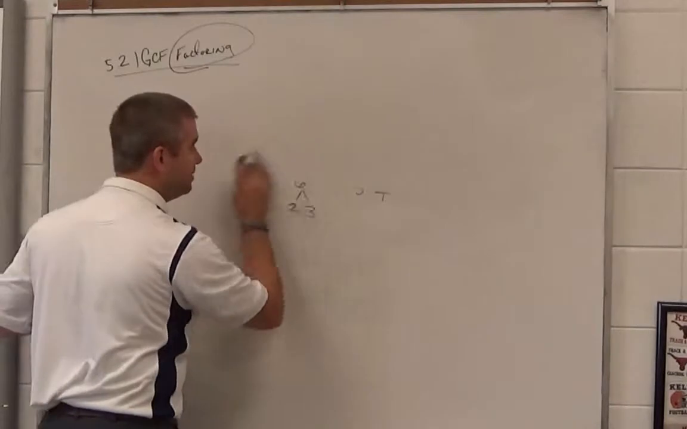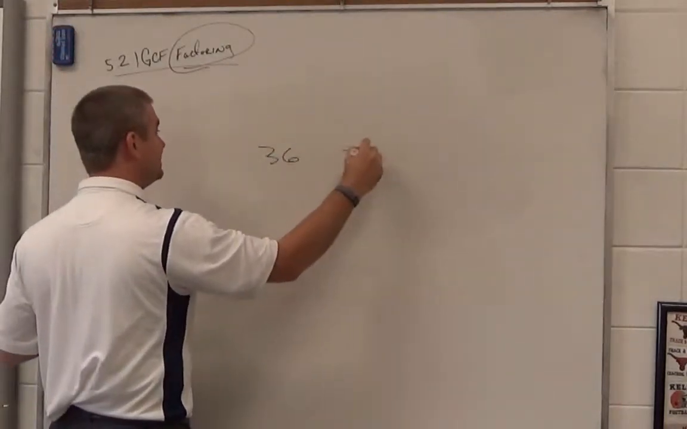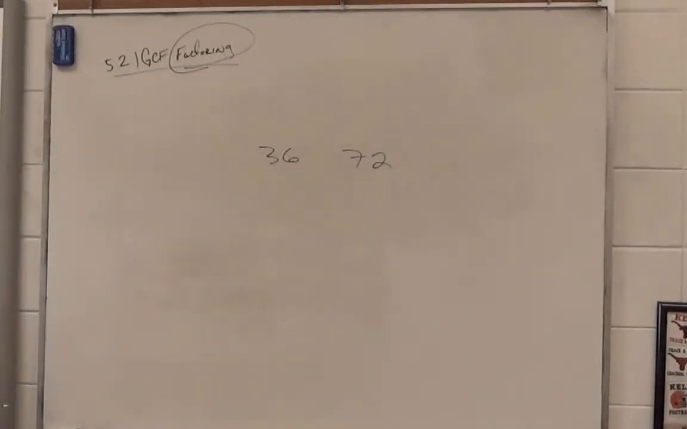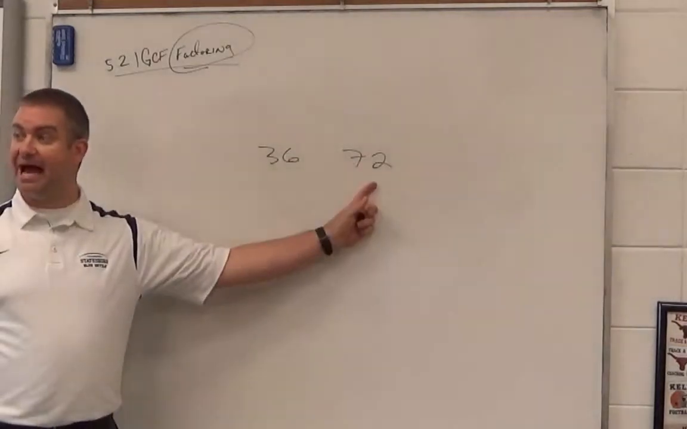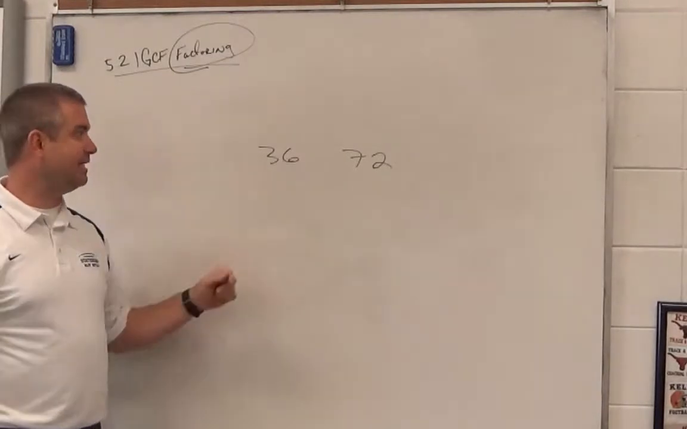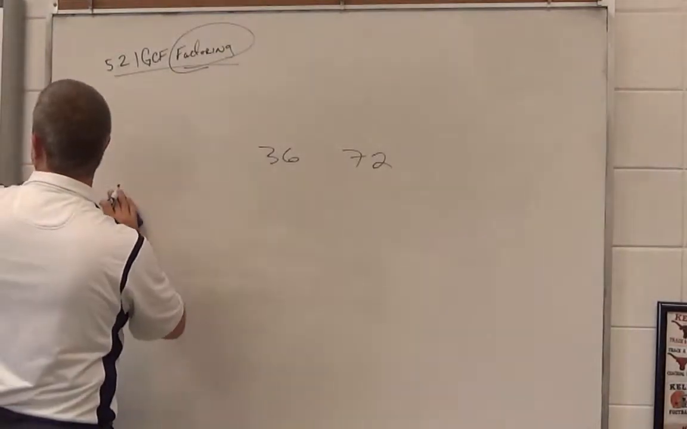It gets a little harder as the numbers get bigger. How about 36 and 72? 36. All right, how'd you get that? 36 is half. Because 36 is a factor of 72, then you know 36 is the GCF.